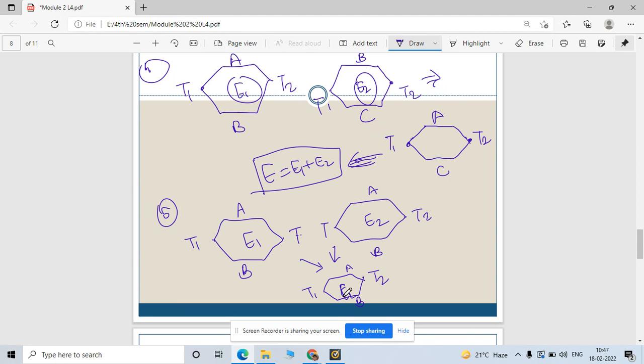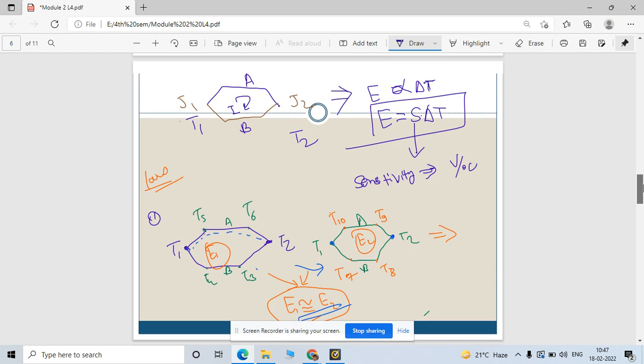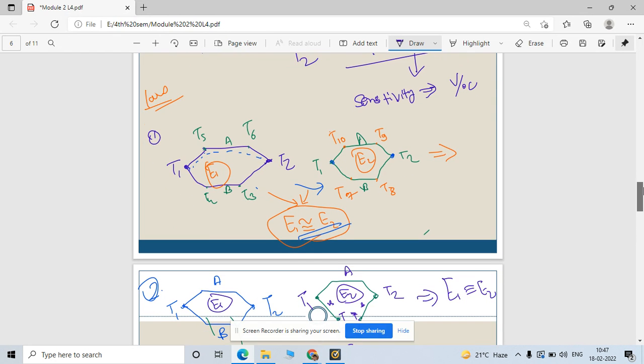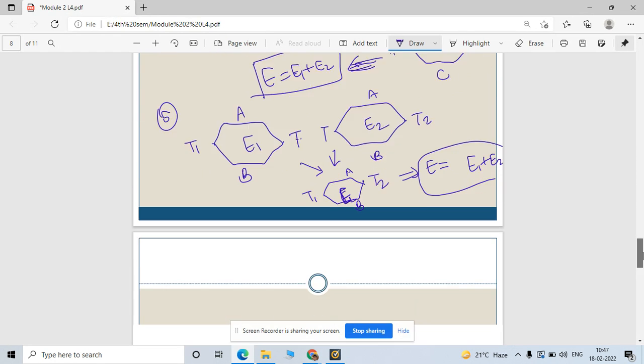This is your E. Okay, this is your E. So E is generally observed as E1 plus E2. Okay, so these are the laws for the thermocouple. So you should generally remember all these things while solving problems.